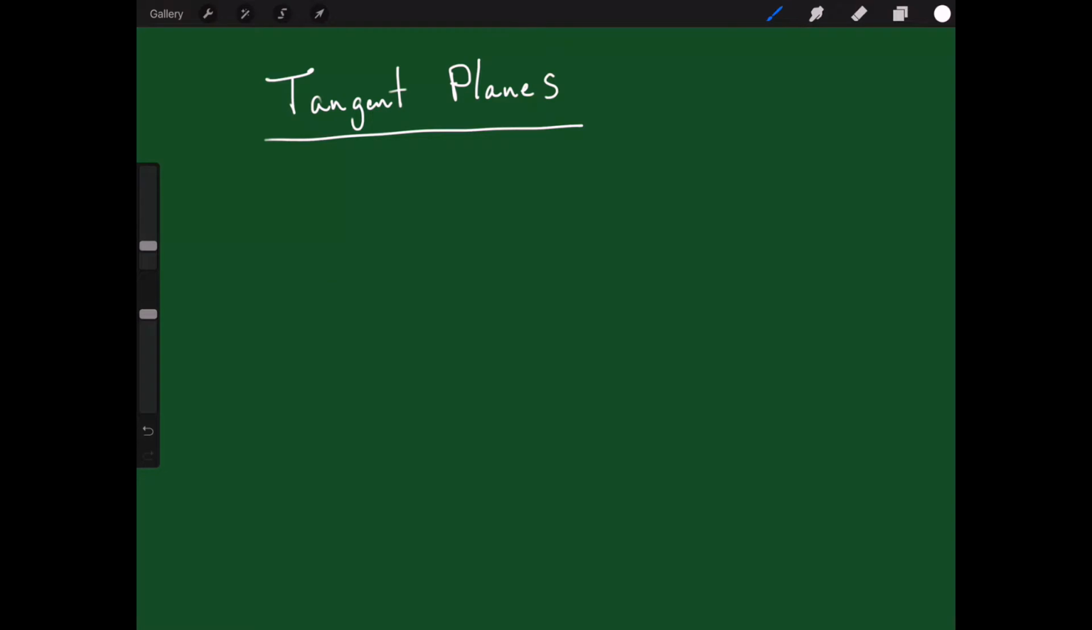Today I'd like to talk to you about tangent planes. To start off, I'm just going to define a parametric function in 3 dimensions. If we have some function of t, r of t, which is equal to g of t in the i direction plus h of t in the j direction plus k of t in the k direction.